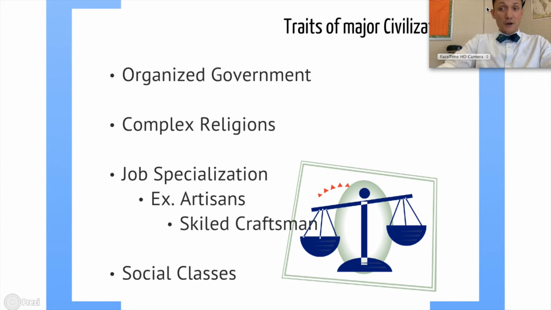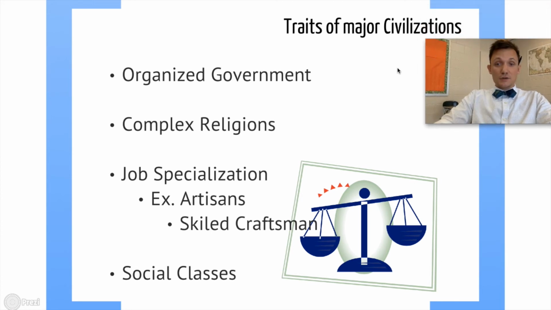Also, there are major traits of civilizations. These traits include an organized government. Now, an organized government can be anything: a council of elders, a warlord, an absolute ruler, anything. But all civilizations have some type of government. They also exemplified complex religions. Think about any ancient society and their religion.